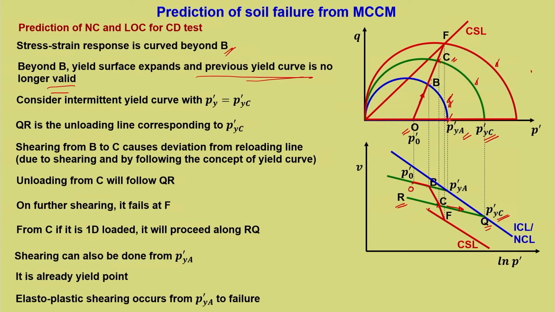So, if you start loading from here, it will follow the path and it will move to the critical state line. It will go like this and it will fail on the critical state line, because there is no yielding needed. So, whatever we have understood in our previous lectures remains the same, but here one additional aspect is the information that the yield curve provides to us in terms of predicting the failure. So, that we have to keep in mind.